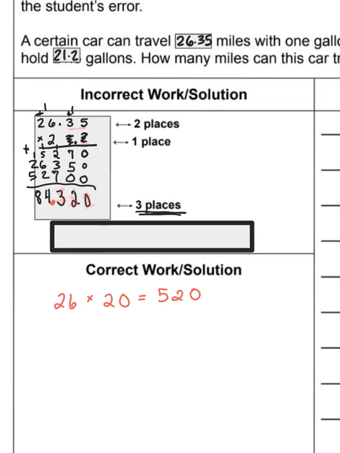They should look at this and realize, hey, this doesn't make sense. 84 and some odd number of miles to go before I fill up my tank with gas. That just doesn't make sense. But because the person didn't make an estimate, they're probably not going to catch their error. So that's where you come in. Your job is to look at this work and figure out what the mistake was.